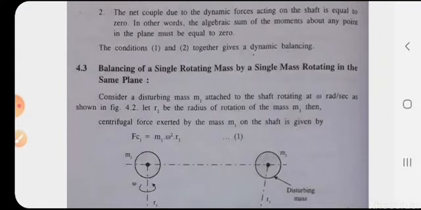Dear students, I would like to show one more video about balancing of a single rotating mass by a single mass rotating in the same plane.